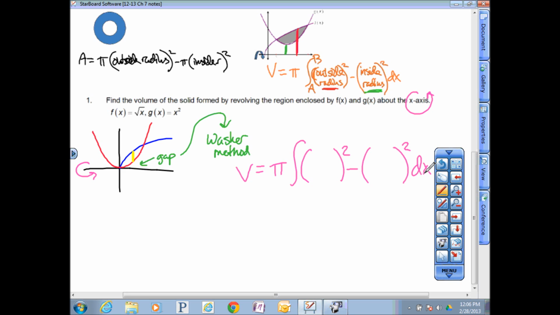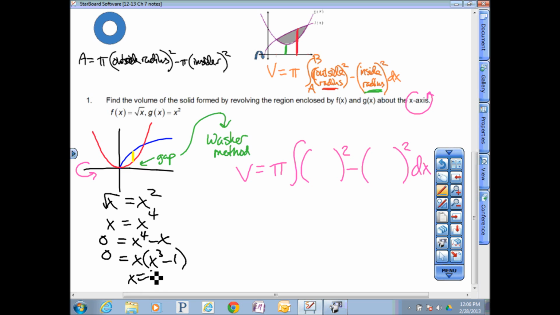To find your bounds, we set square root of x equal to x squared. We square both sides: x is equal to x to the fourth. Move your x over: x to the fourth minus x is equal to 0. Factor out an x: x times (x cubed minus 1) is equal to 0. We're going to get x equals 0 and x equals positive 1. No negative 1 this time. So there are my bounds: let's go from 0 to 1. Got that part figured out.